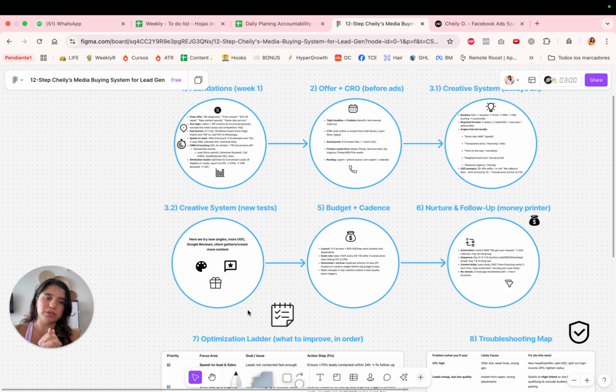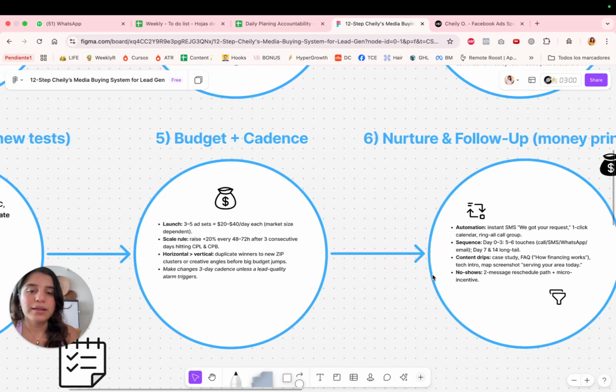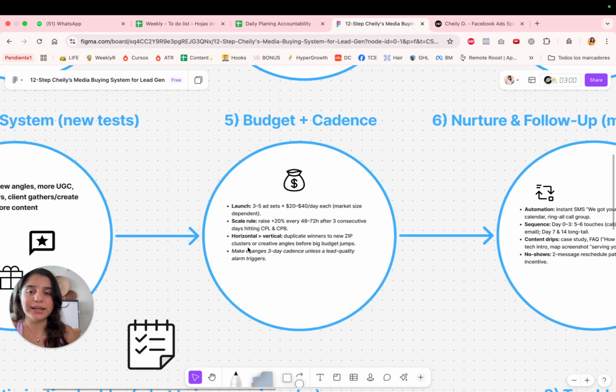So you want to make sure that the videos or the creative that you're using is continuously being changed, updated, renovated, because we don't want to show the same ad forever, because the audience gets tired of seeing the same thing every day. So we want to make sure that we're showing something different every 2 weeks, every month at least. Step number 5 is budget and cadence.